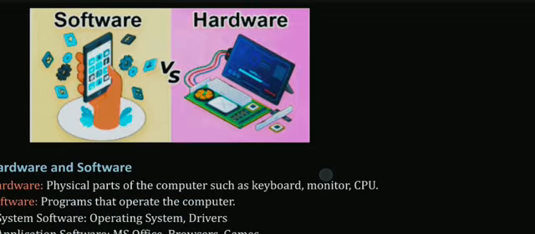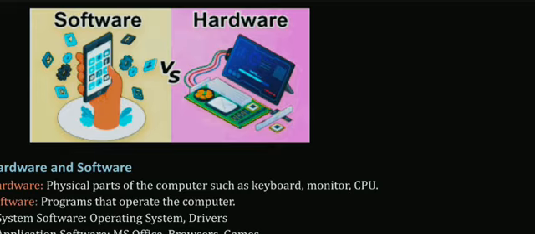Hardware means the physical parts of the computer such as the keyboard, monitor and CPU. Software means programs that operate the computer. For this we can give a best example: software is what we can't touch and feel, and hardware is what we can touch and feel. For example, we can easily touch the monitor, the CPU and the keyboard, and we can feel that the monitor is here, the CPU is here and the keyboard is here.